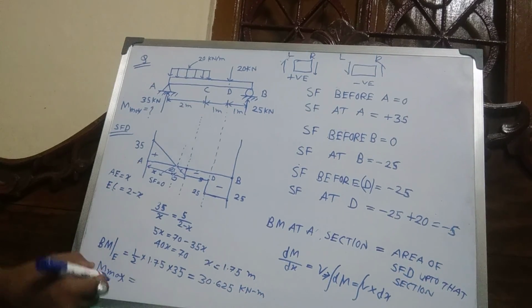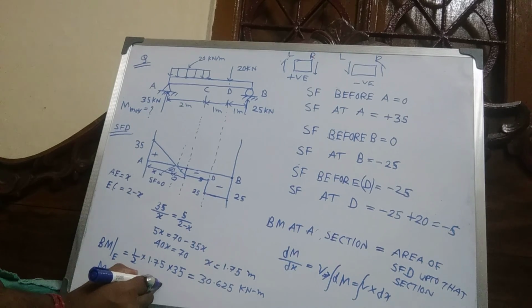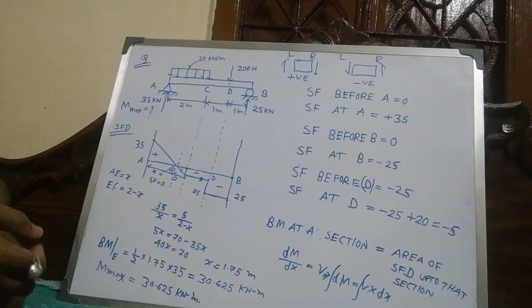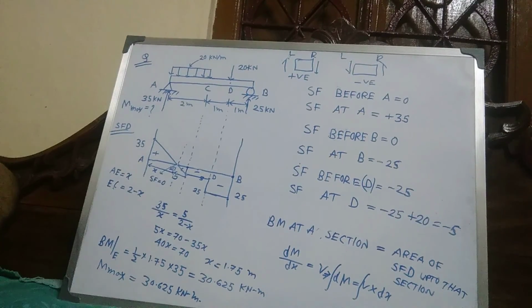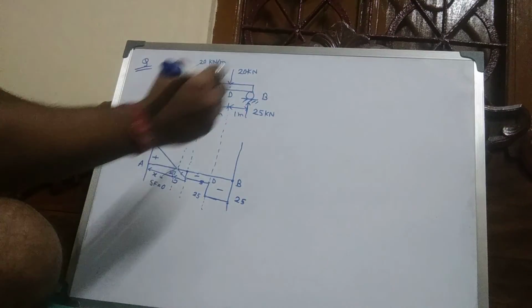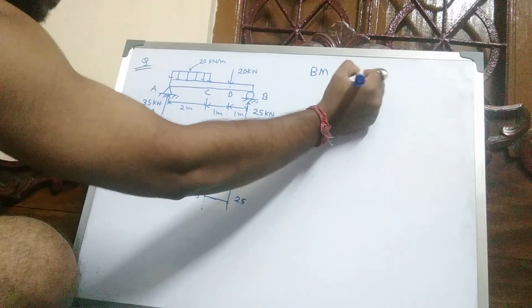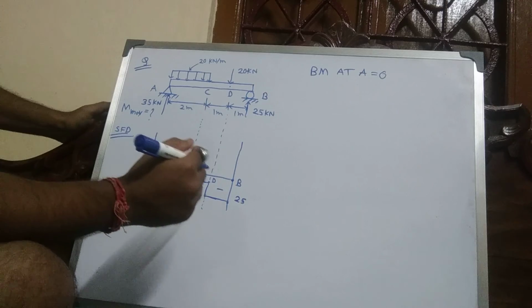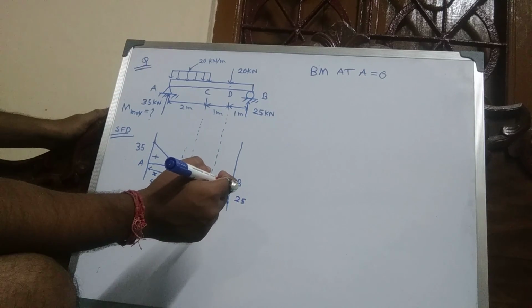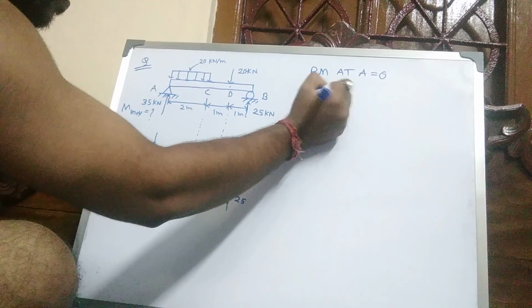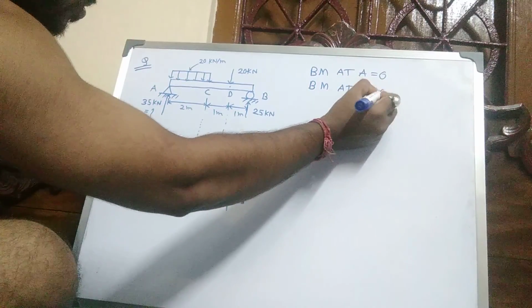This is the maximum value, so maximum bending moment is 30.625 kilonewton meter. Now draw the bending moment diagram. Suppose bending moment at A equal to 0, there is no moment. Bending moment at B equal to 0.